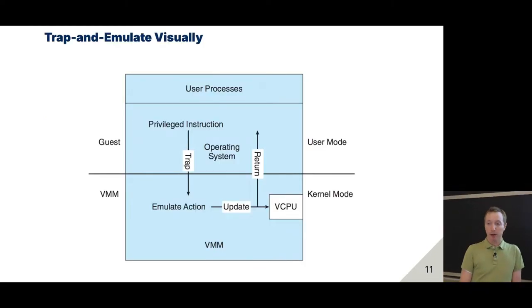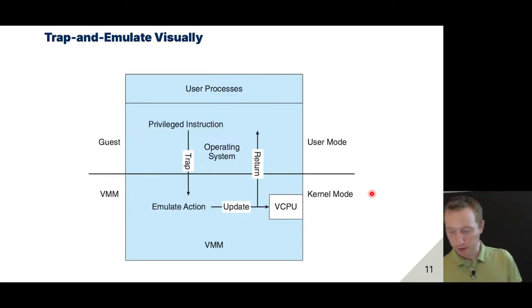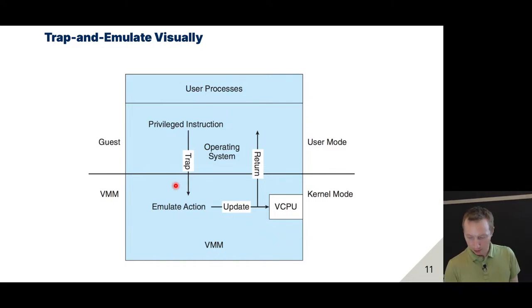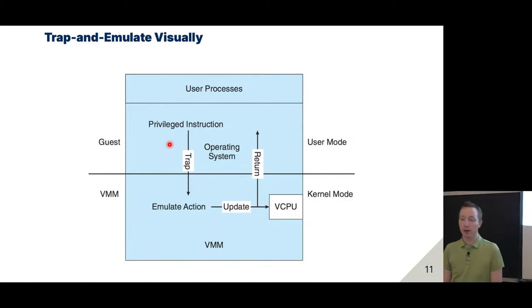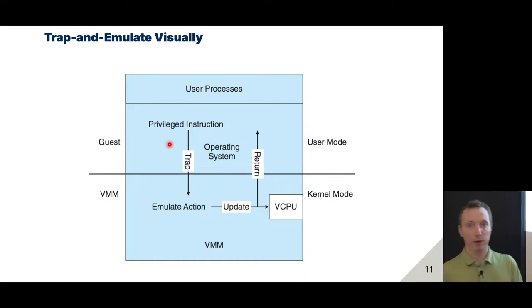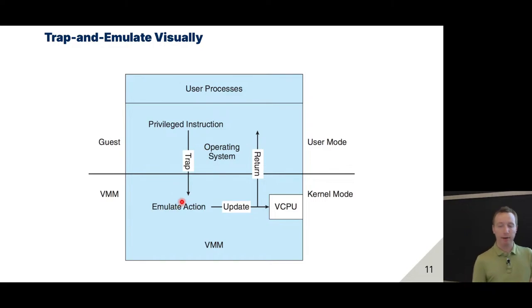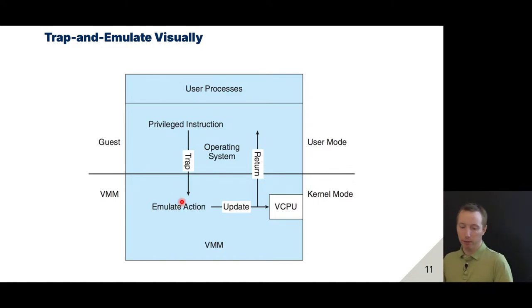So how it would look visually is, this is all running as a user process. We have our guest above this line, so it has user processes and then privileged instructions, which are running in kernel mode. If it tries to actually execute one of the privileged instructions, it would generate a trap or a signal or an interrupt, whatever you want to call it. And then our hypervisor code would have to emulate whatever that instruction is supposed to do, and update that virtual CPU that is supposed to represent the entire state of the CPU, including whatever it's doing to the hardware.